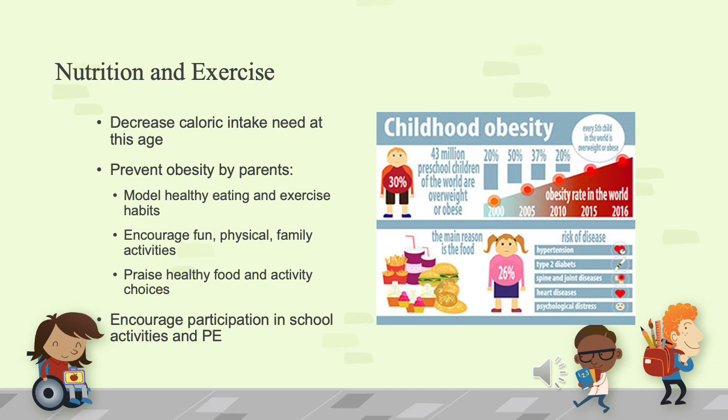There is an obesity epidemic in the United States. So part of Healthy People 2020 action is to prevent obesity in school-aged children and adolescents. Nursing can help this by providing education to parents with a focus on them modeling healthy eating and exercise habits. Encourage fun and physical family activities together, and praise healthy food and activity choices that the child will make. Another nursing intervention that will help combat childhood obesity is to encourage participation in school activities and physical education times.